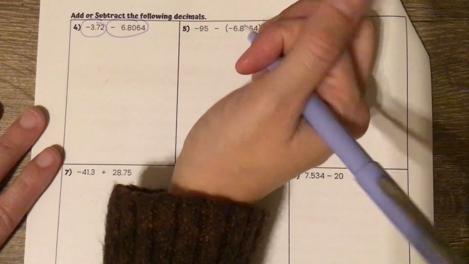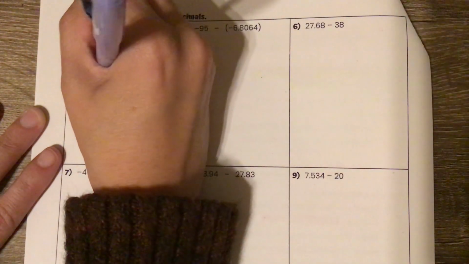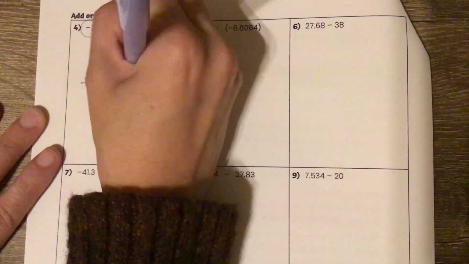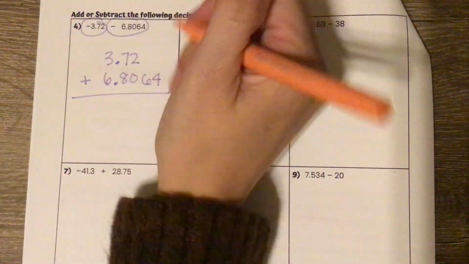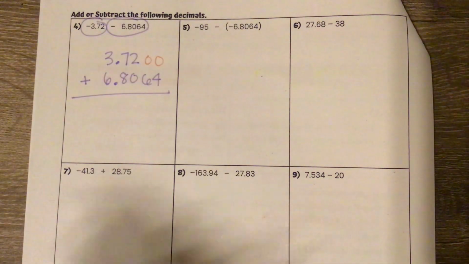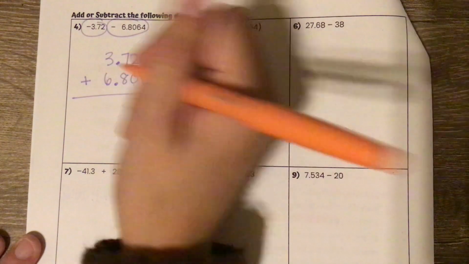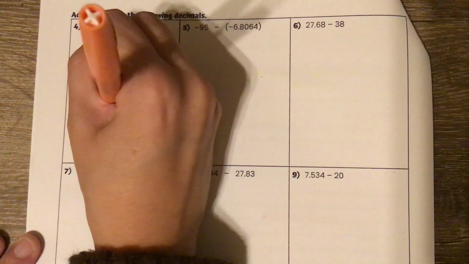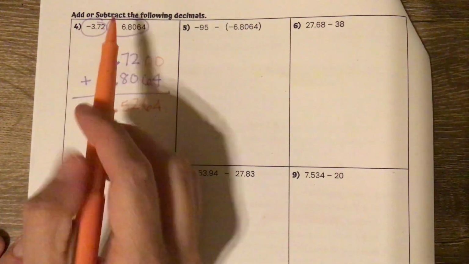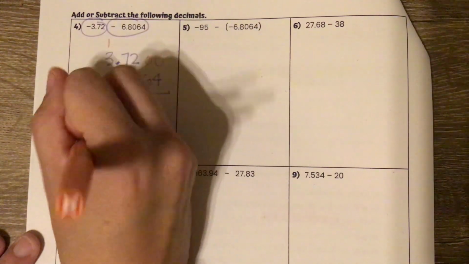They are the same, so we find the sum. When you're finding the sum, the order doesn't matter, so I'm just going to line up in the order we were given. 3.72 plus, line up our decimals, 6.8064. Add in zeros where needed, and add. 0 plus 4 is 4, 0 plus 6 is 6, 2 plus 0 is 2, 7 plus 8 is 15, carry the 1, 1 plus 3 plus 6 is 10. We were adding negatives though, so our result is negative 10.5264.